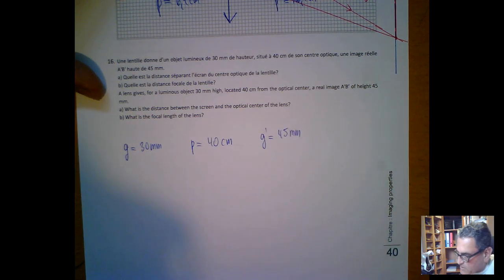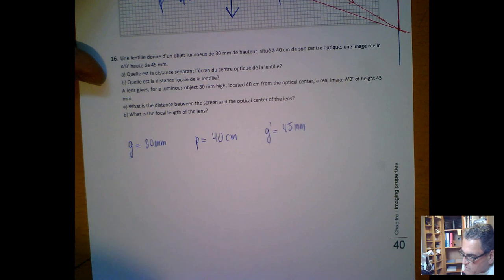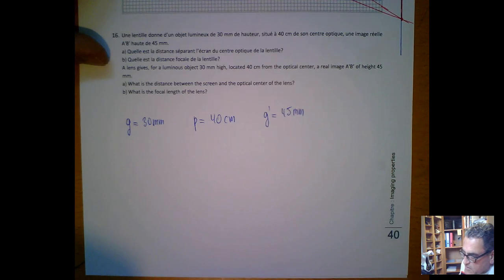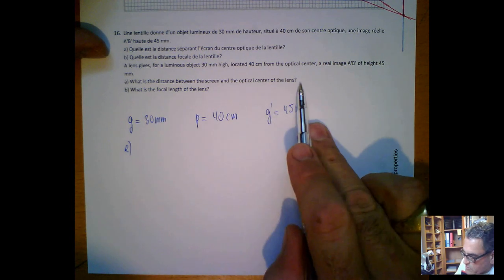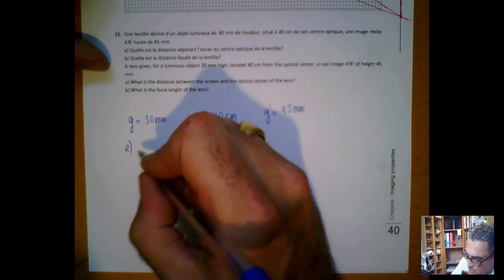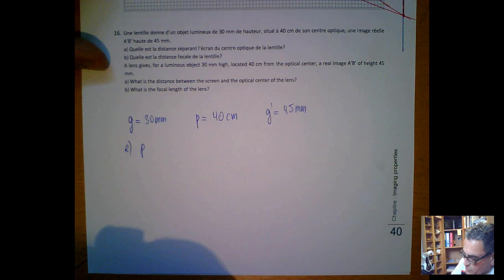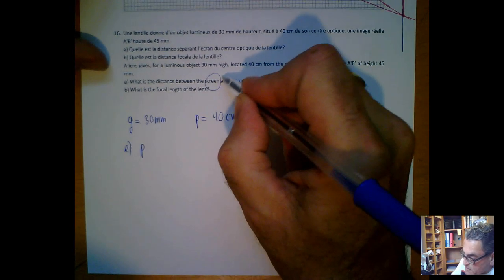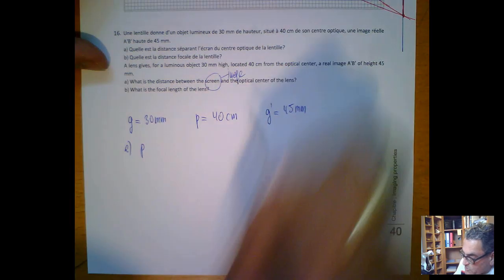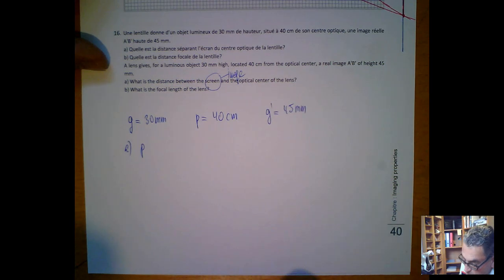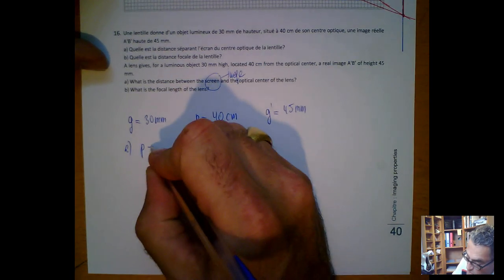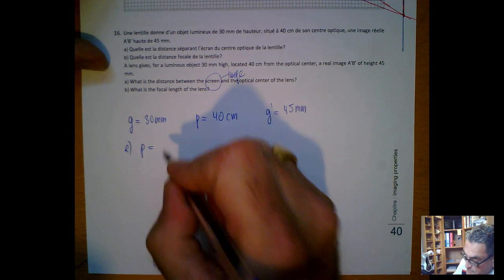Let's do this one without the construction. You know how to do the construction. Let's solve this one theoretically. Question A is, what is the distance between the screen and the optical center of the lens? The distance between the screen and the optical center is of course the distance between the image and the optical center, because the screen is where the image lives. So we are looking for P prime.